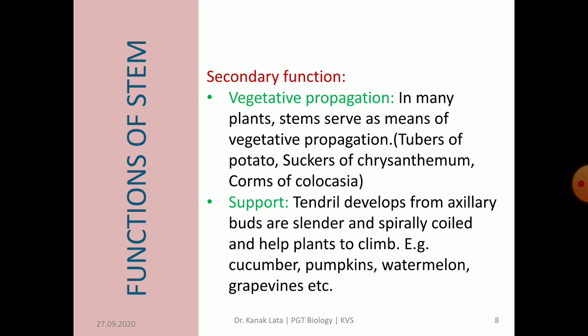Next secondary function is support. In some plants, stems are modified into tendril that develops from axillary bud. They are slender and spirally coiled and they help the plant to climb. For example, it is seen in cucumber, pumpkins, watermelon, grapevines, etc.